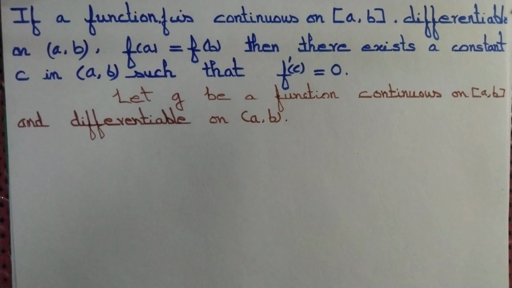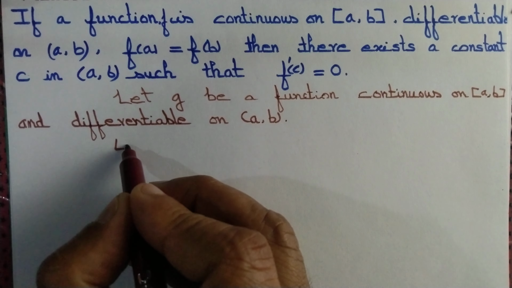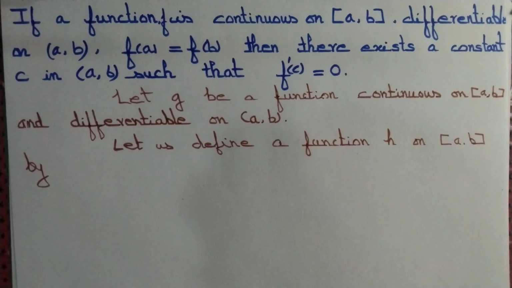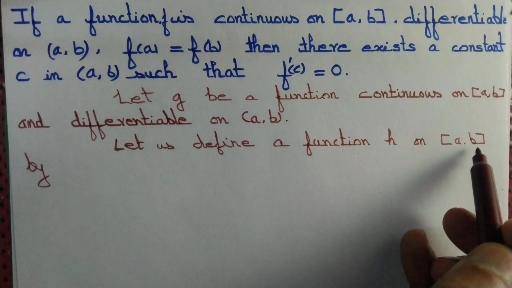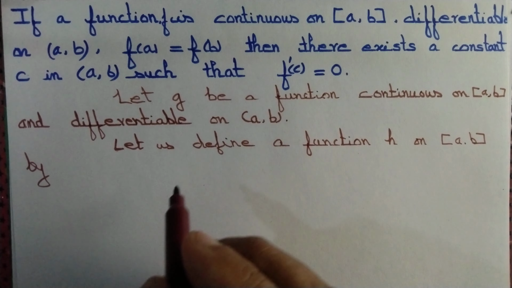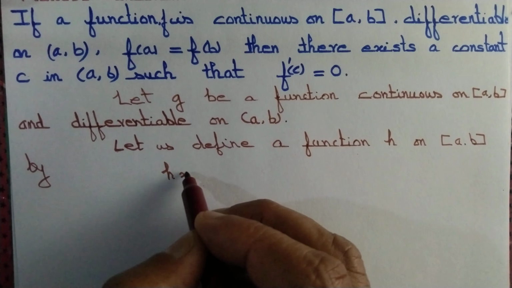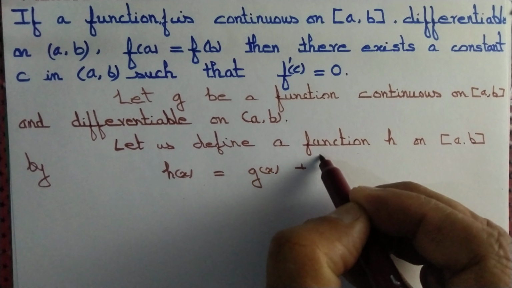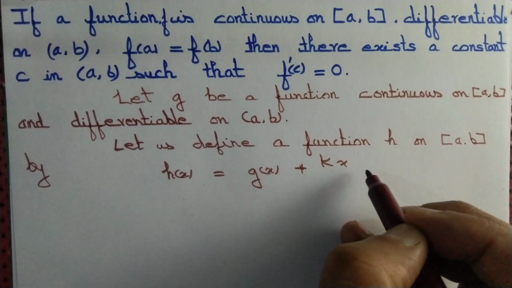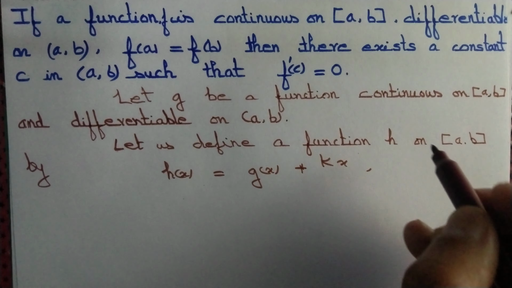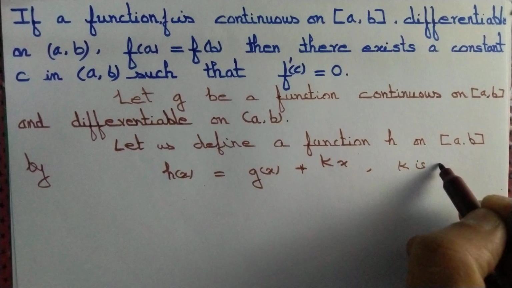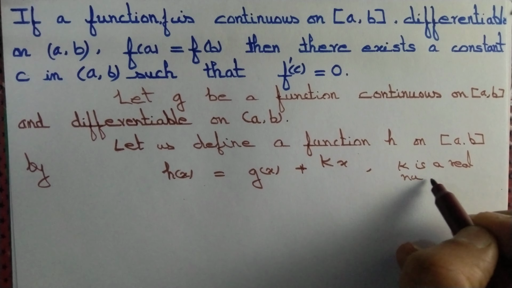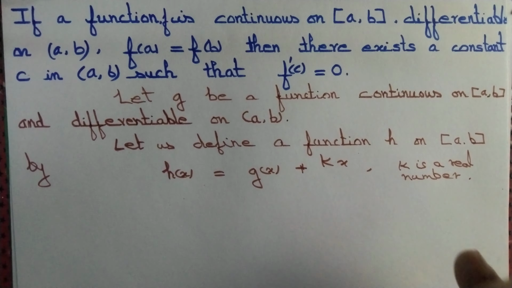So we define another function h. Let us define a function h on the closed interval [a, b] by h(x) = g(x) + k times x, where k is a real number. We don't know what exactly that real number is. We'll choose it suitably. k is a fixed real number.